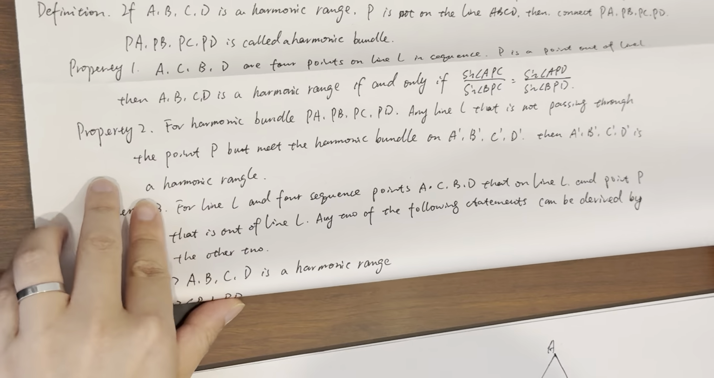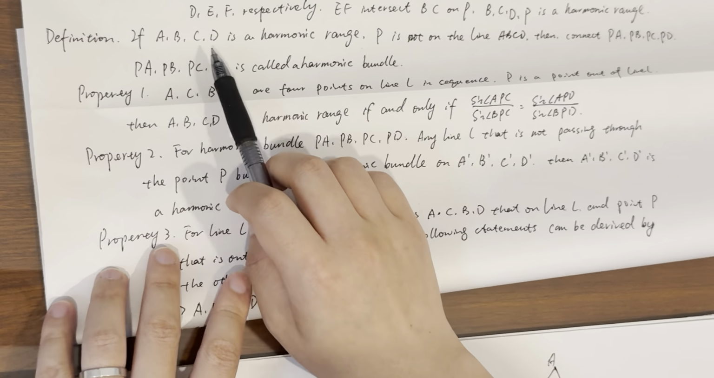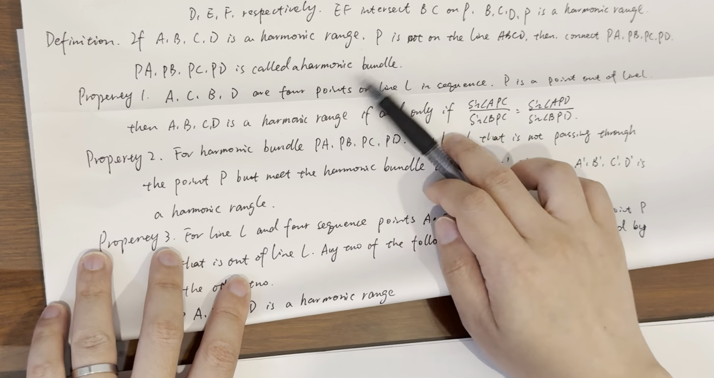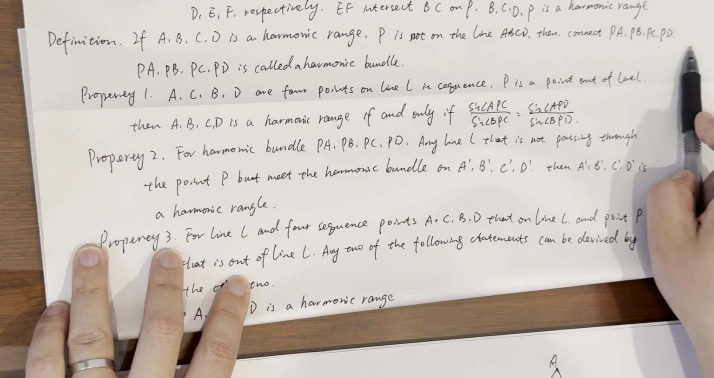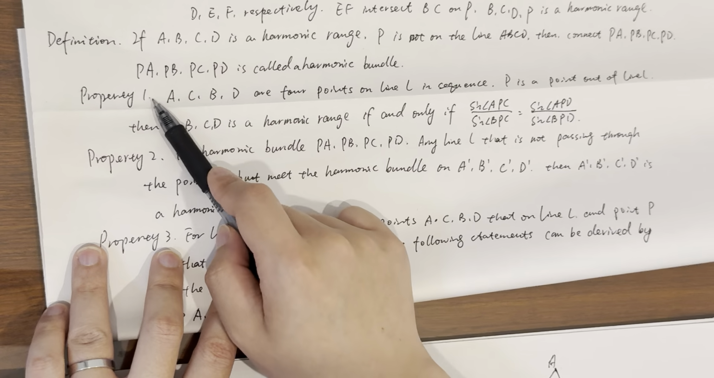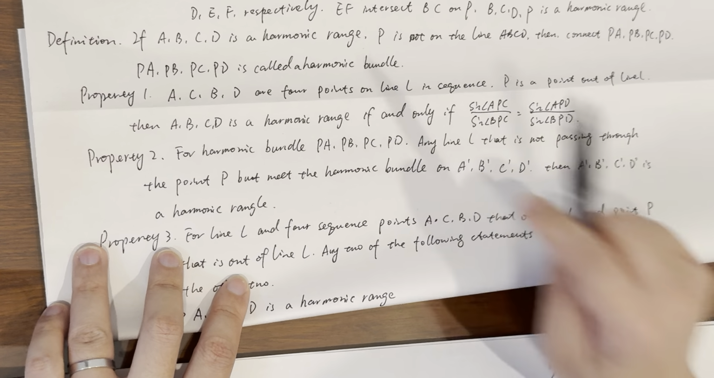Now let's look at a new definition here. If ABCD is a harmonic range, P is not on the line ABCD, then connect PA, PB, PC, PD. PA, PB, PC, PD is called a harmonic bundle.